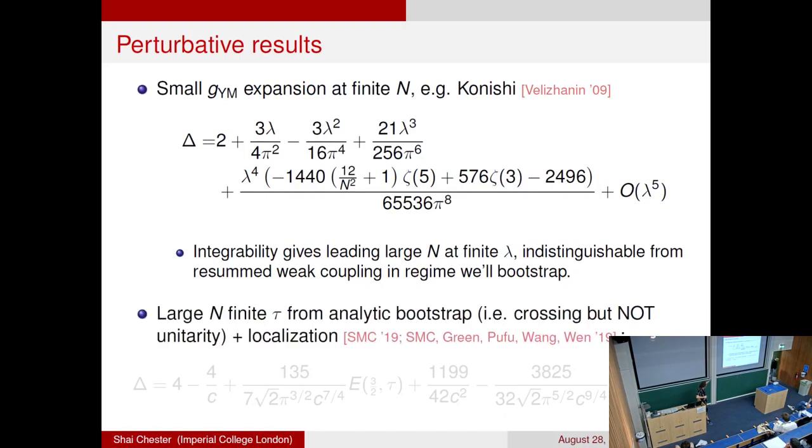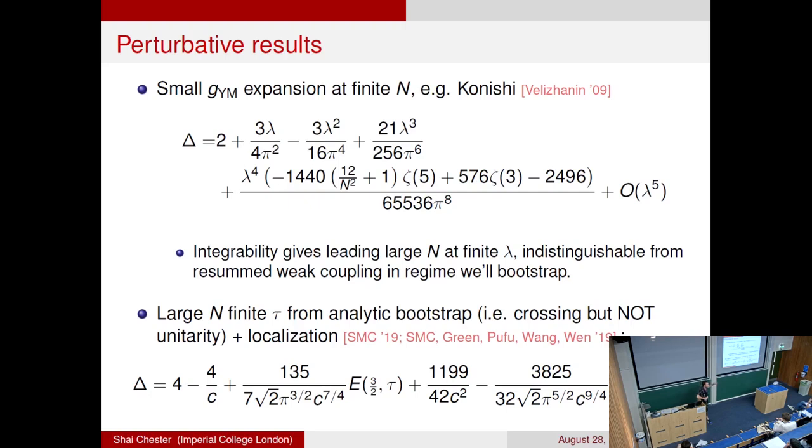Finally, kind of the opposite expansion is the strong coupling expansion. This now works at large n, which you can do with finite tau. For this expansion, you have to use the analytic bootstrap, which involves crossing symmetry but does not involve unitarity. So that's why it's weaker than the numerical bootstrap. And you combine that with localization, and with those two constraints, you can fix the scaling dimension to this order. But you can't go beyond this order.